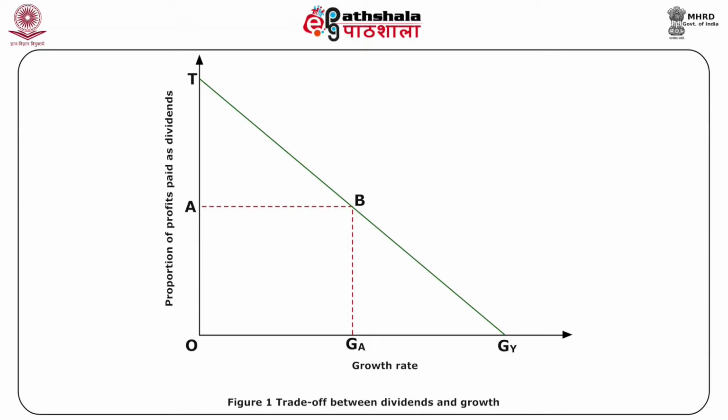GA is the achievable growth rate corresponding to OA. Thus, it is clear from figure 1 that if the proportion of profit paid as dividend is more than OA, the growth achieved by the firm will be lower, while the firm will achieve higher growth if the proportion paid is less than OA. The managerial decision for growth becomes limited by the need to pay dividends to the shareholders. This in turn limits the proportion of the profit to be retained for financing growth.